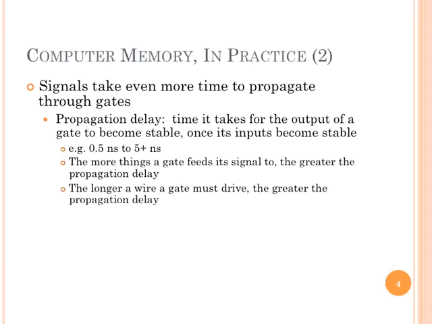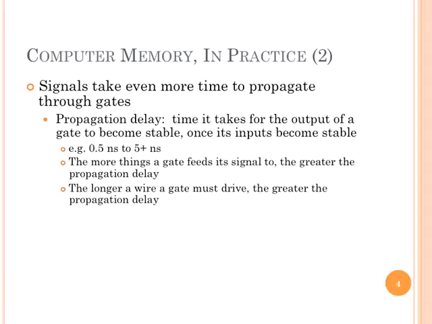But these signals take time to propagate through gates. Gates take a while to settle down into a stable state. And so, given that that's the case, the more gates or the more logic you have to propagate a signal through, the slower that signal is going to make it through.